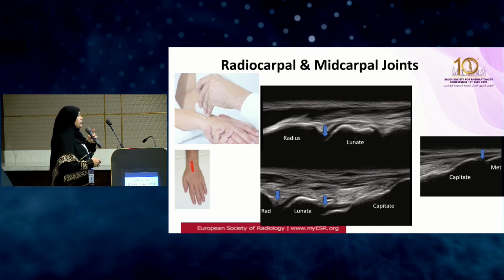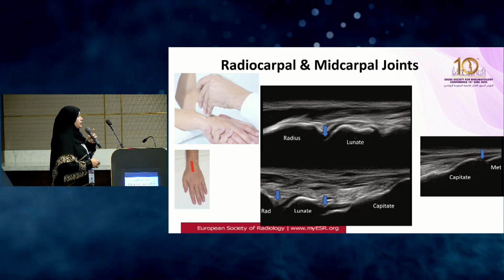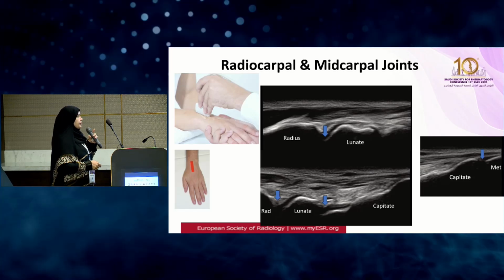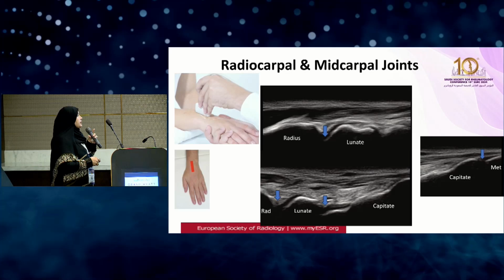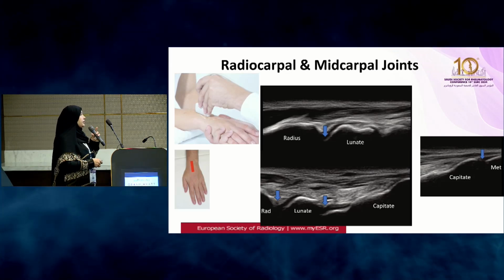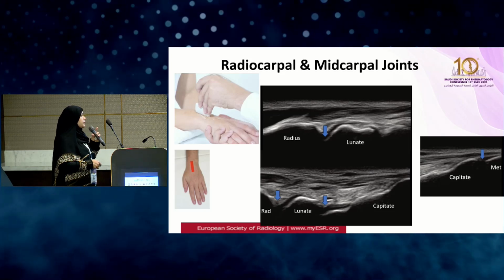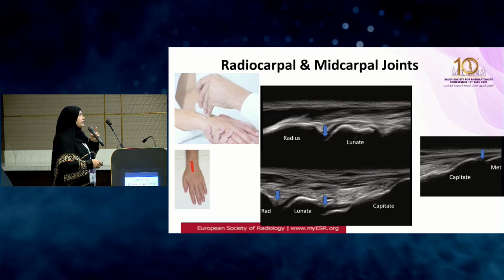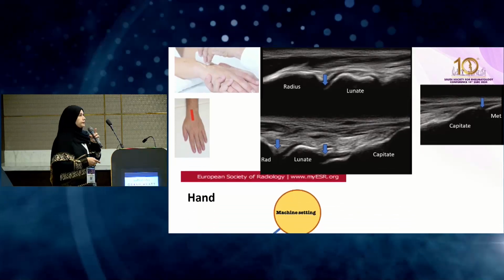These are the bony landmarks you need to appreciate: the radius, lunate, capitate, and the metacarpal bones in sequence. These are the important recesses you need to identify while scanning: the radiolunate recess, the lunocapitate recess, and finally the capitate and metacarpal bone recess.